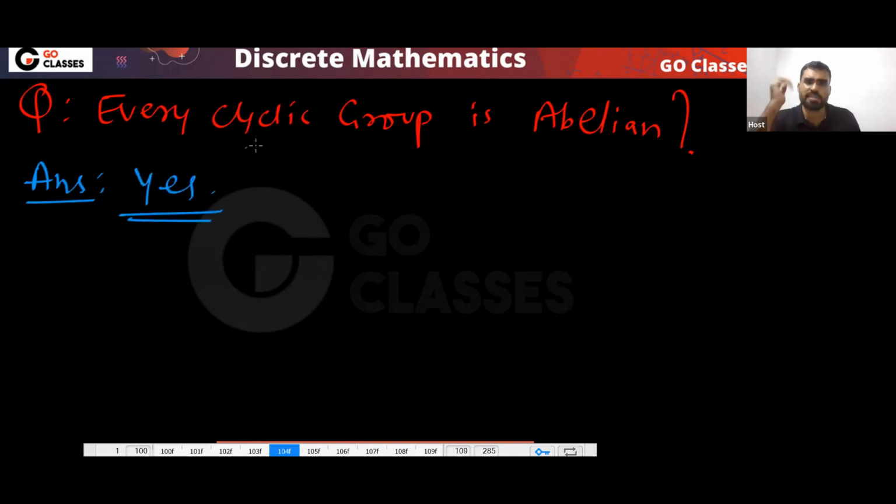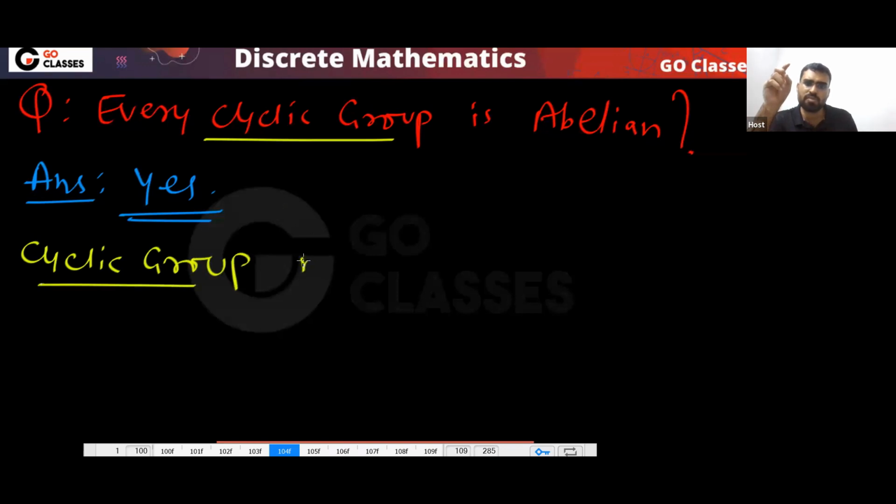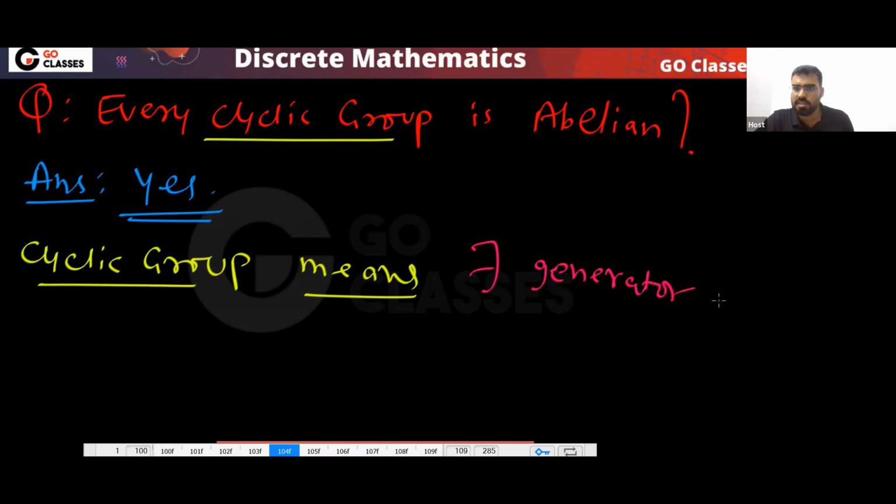Just apply the definition. Cyclic group means what? One by one, I am asking. Cyclic group means there exists a generator. There exists a generator G.